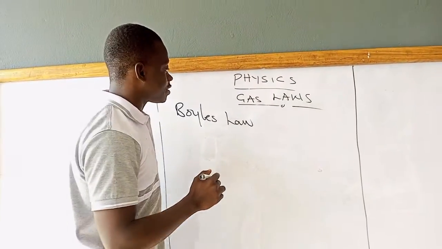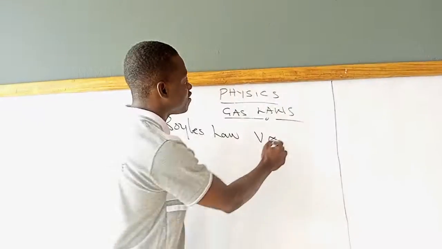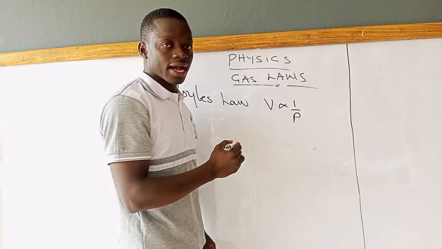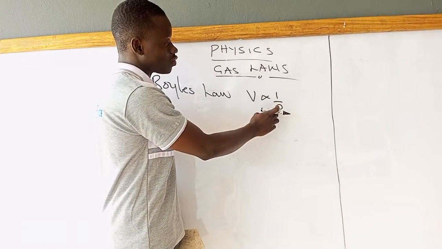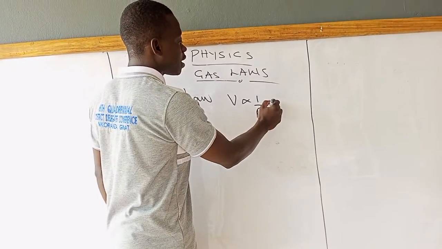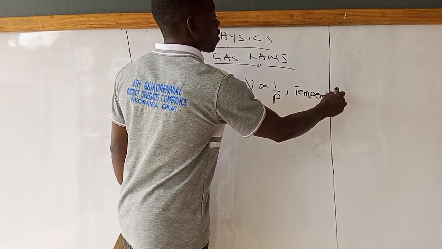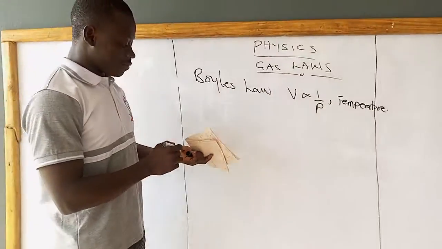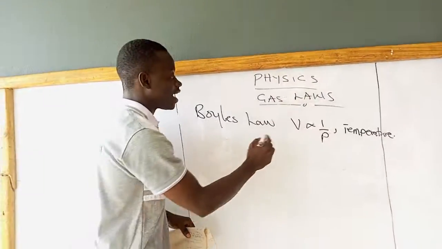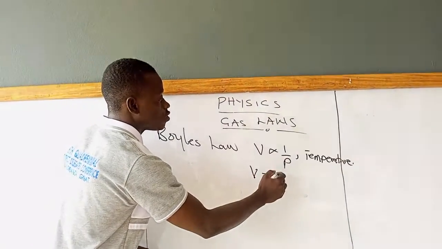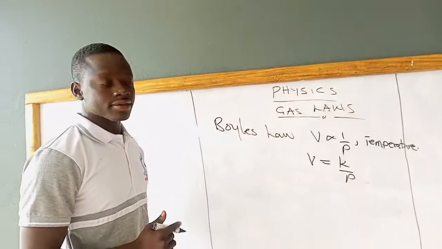Boyle's law stated that the volume of a given mass of gas is inversely proportional to its pressure at constant temperature. What this implies is that you introduce your constant of proportionality: V is equal to K over P. This is the implication.